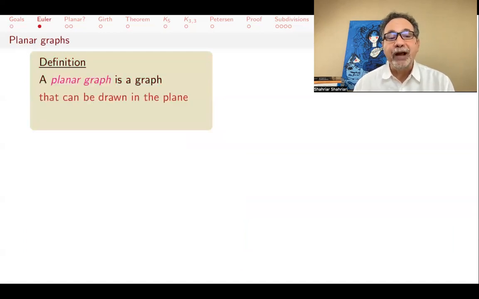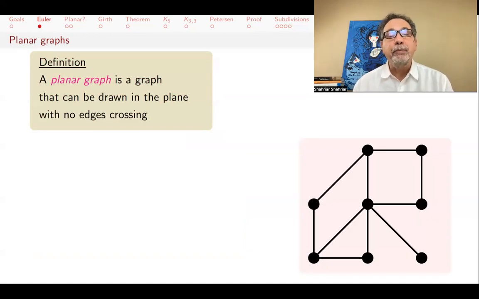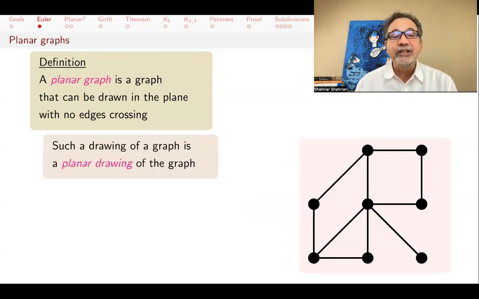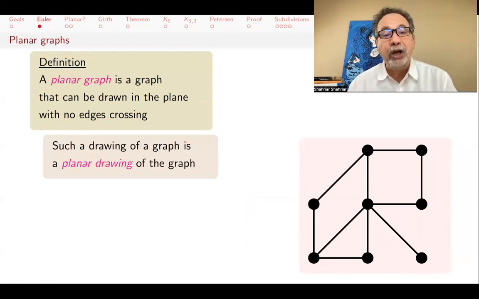What are planar graphs? A planar graph is a graph that can be drawn in the plane with no edges crossing. For example, this is a planar graph. None of the edges are crossing each other in this particular drawing. Such a drawing of a graph, a drawing where edges are not crossing, is called a planar drawing of the graph.